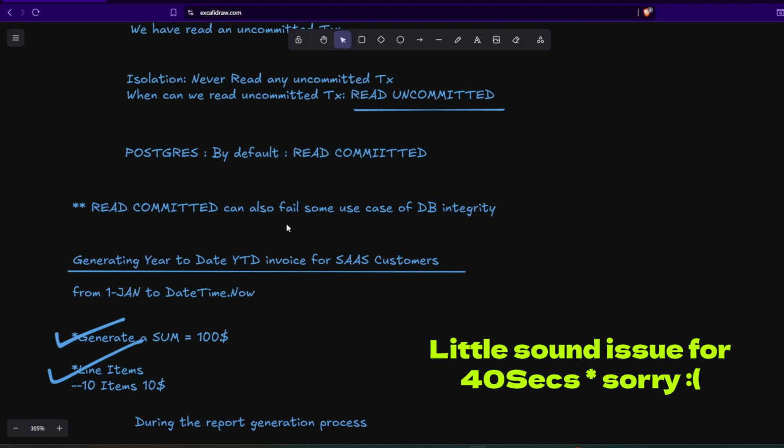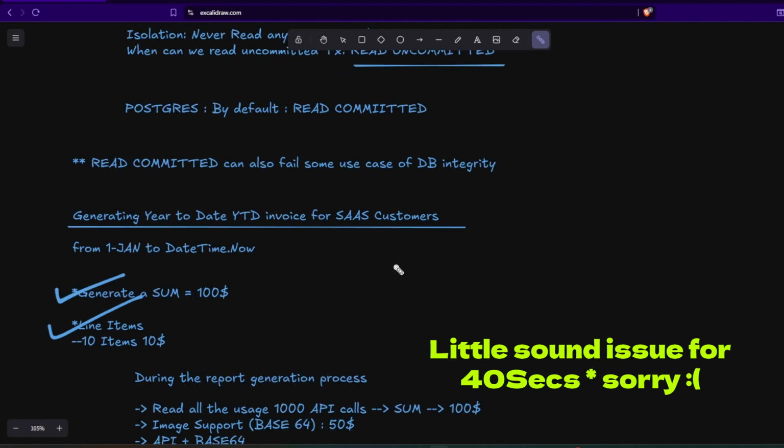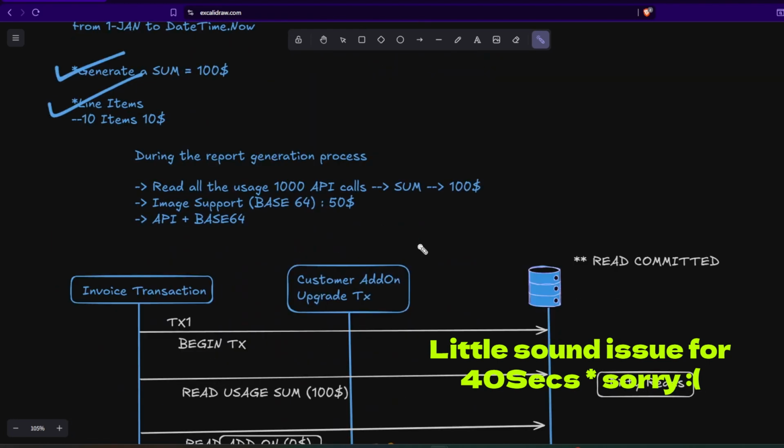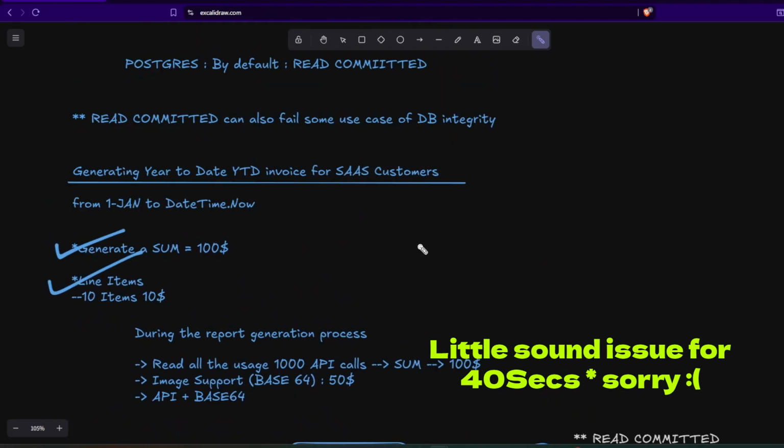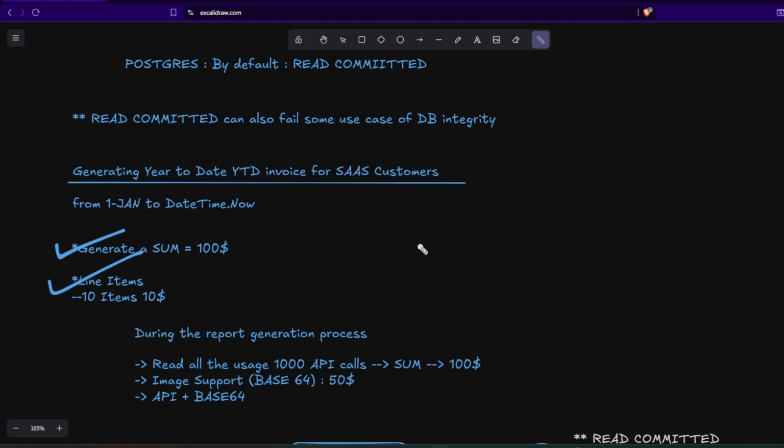The thing that I want to point out over here is that read committed can also fail some use cases of DB integrity. And what are those use cases? For example, let's take report generation. We are going to generate a year-to-date invoice for our SaaS customer. So suppose I am running a SaaS company. You could think of some very well-scaled applications as well, for example, AWS or Azure.